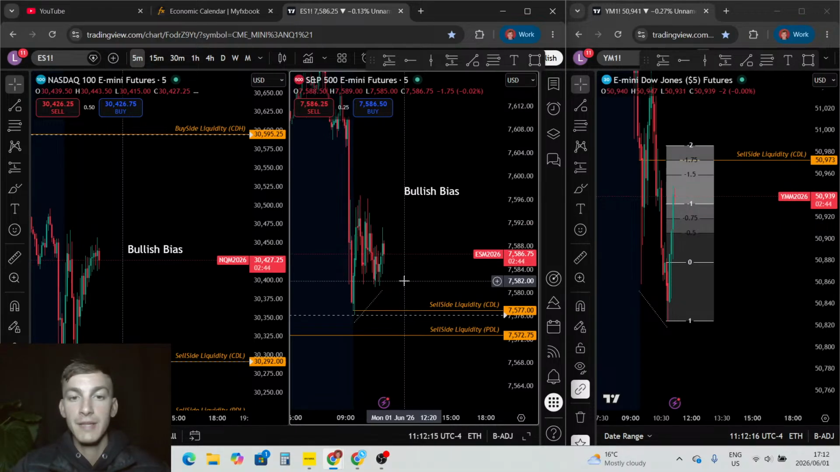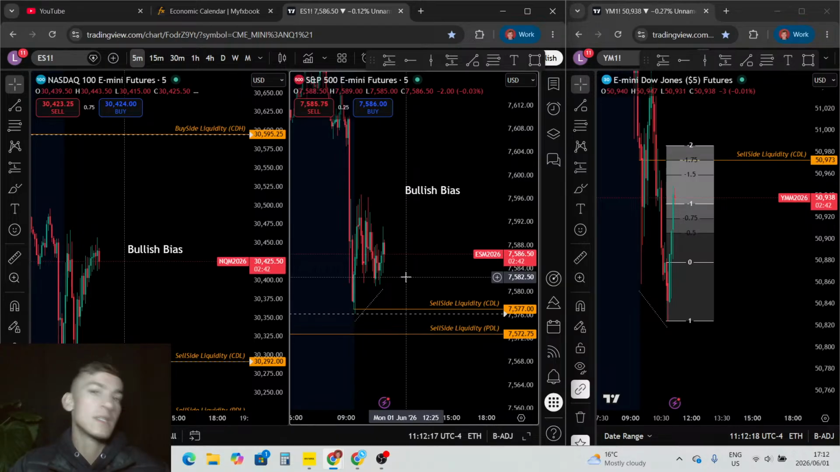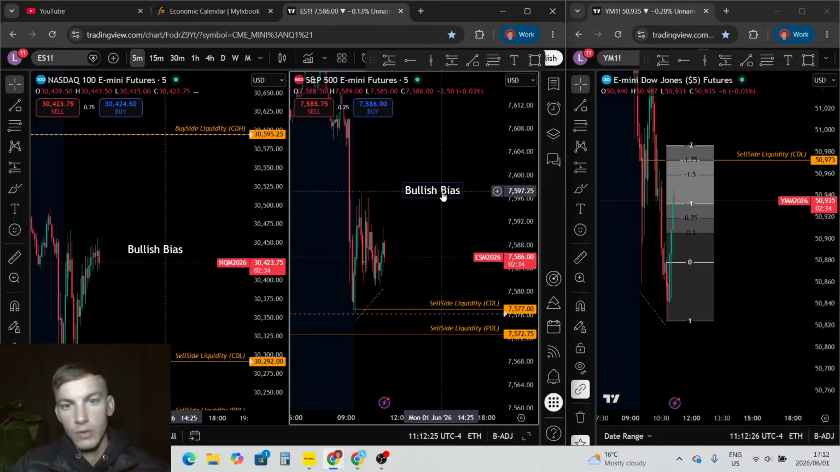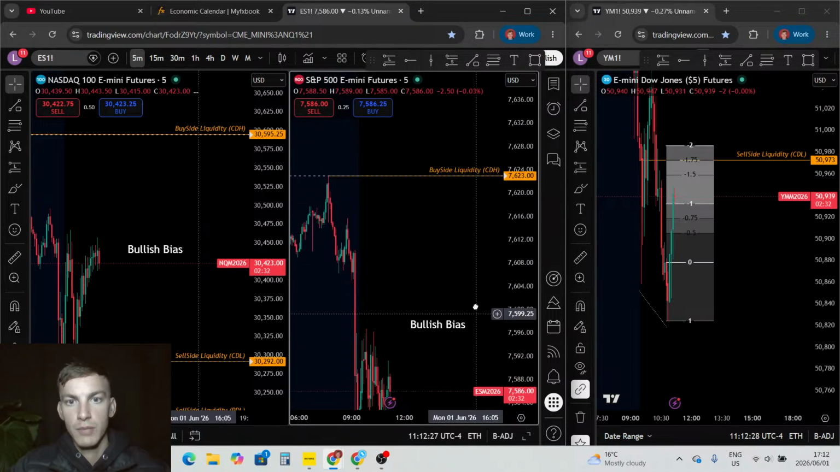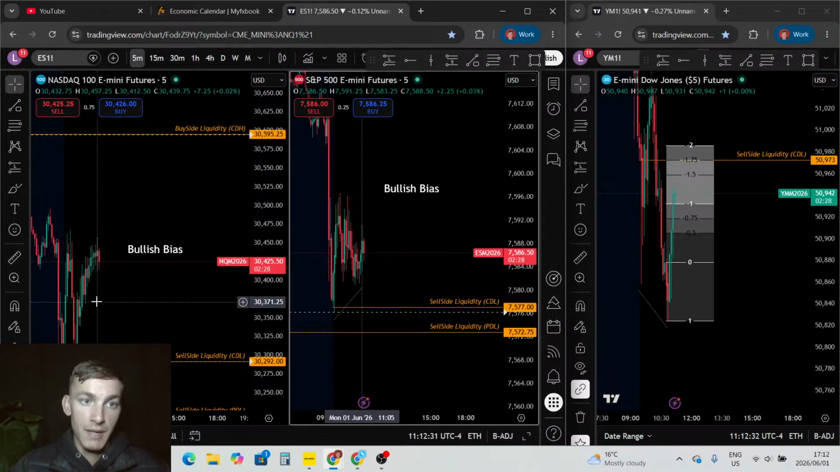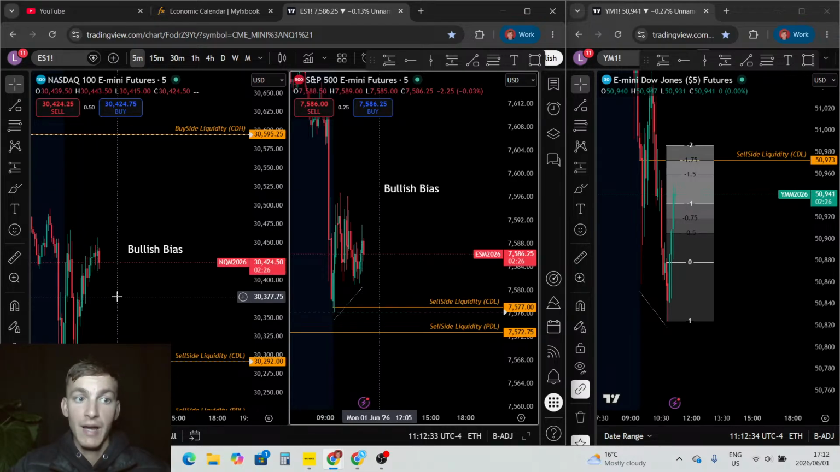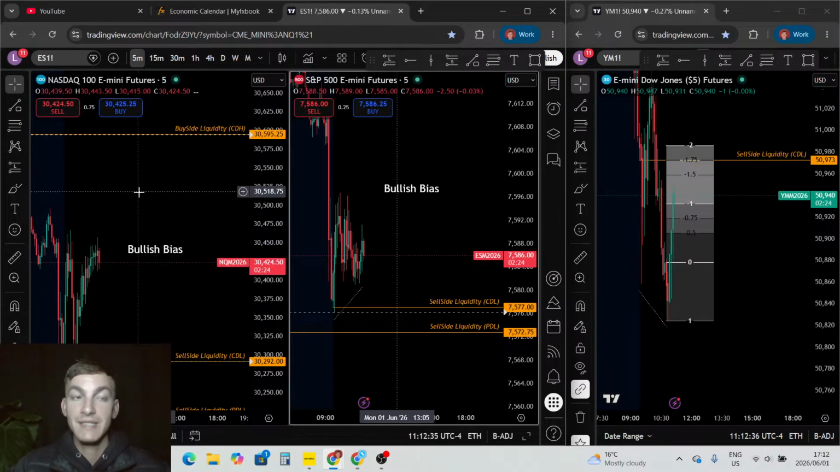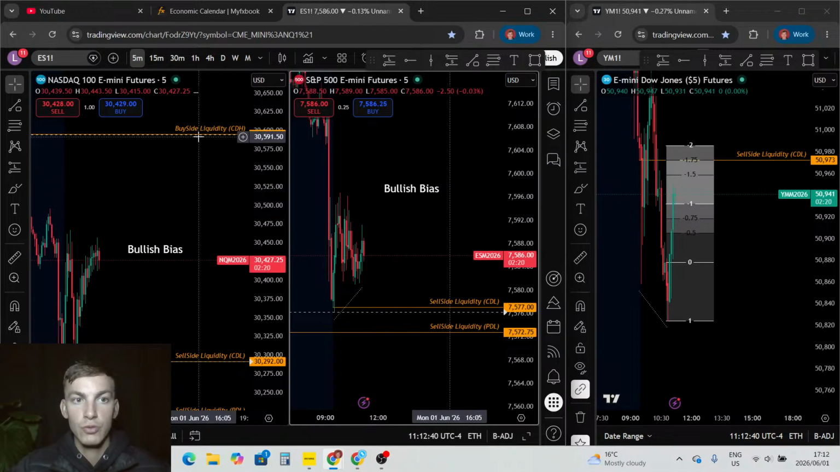So if a pair takes liquidity, it has no reason to want to come and sweep more lows. It should then just automatically want to keep pivoting up and go towards its draw on liquidity, which in our case would be buy side liquidity. Because the Nasdaq has not hit buy side or sell side, I am of strong belief that the Nasdaq has to hit either buy side or sell side. So it'll probably be the first one to hit buy side.